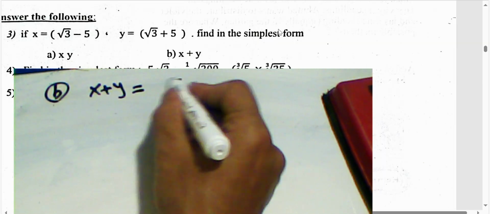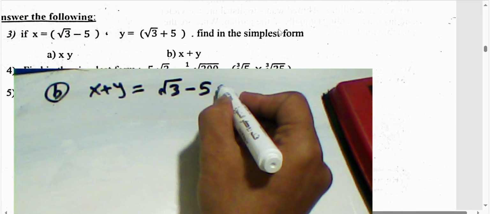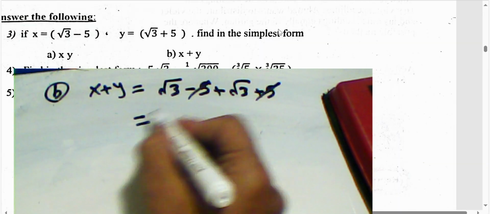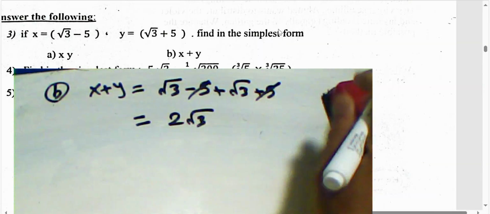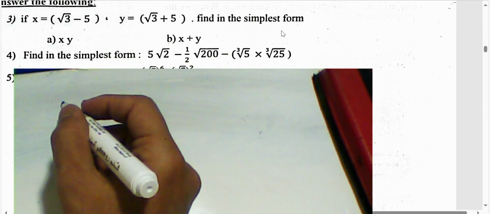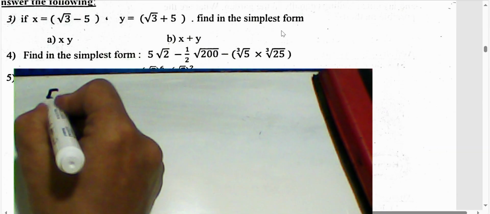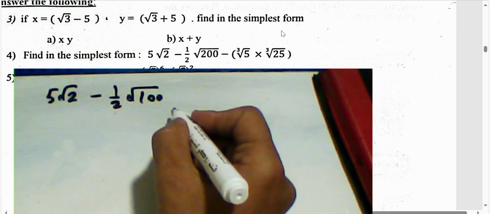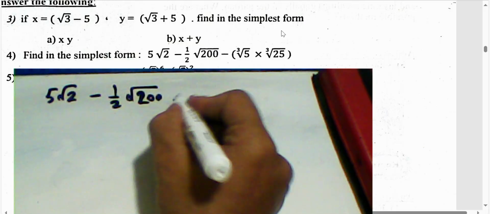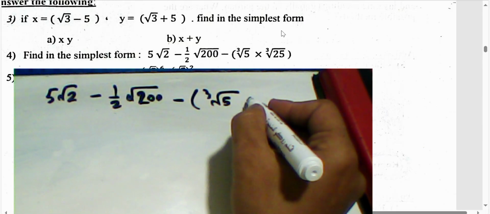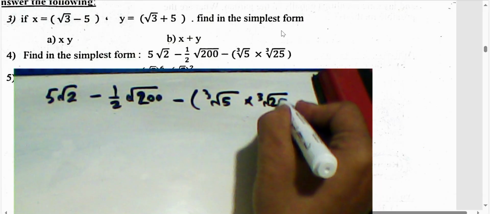We have x is root 3 minus 5 plus y, root 3 plus 5. We can cancel together, and root 3 plus root 3 equals 2 root 3. Okay, next question. Find the simplest form of this example. 5 root 2 subtract half times square root of 200, subtract cubic root of 5 times cubic root of 25.